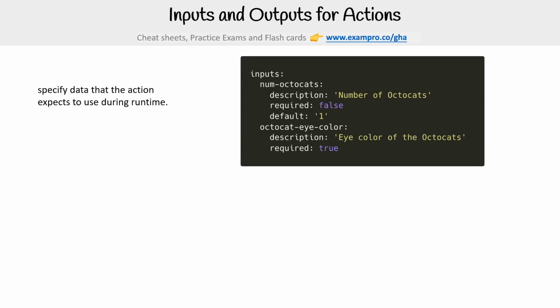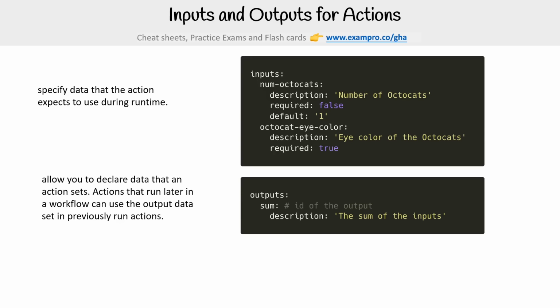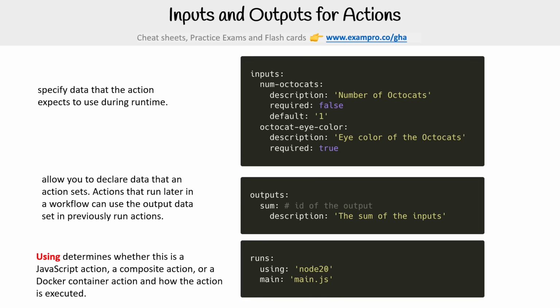We're taking a look at inputs and outputs for actions. For inputs, this is what we would define that we'd expect our action to accept. And then for outputs, this is what we define, what we'd expect our action to output back for people to utilize. And if we want to specify what kind of action type we're using, we use the using command. And so you can see here that this one is JavaScript because it's using Node.js, and the main is main.js.